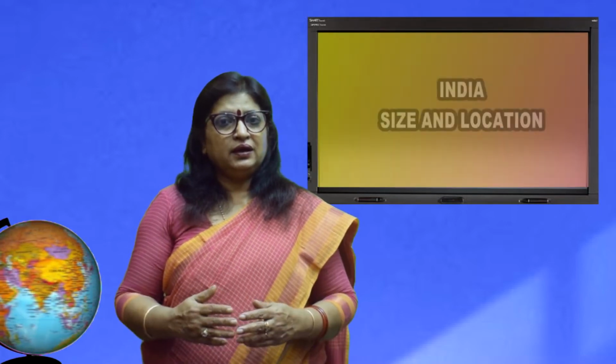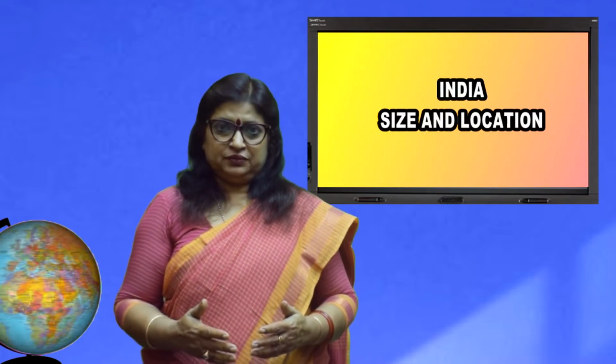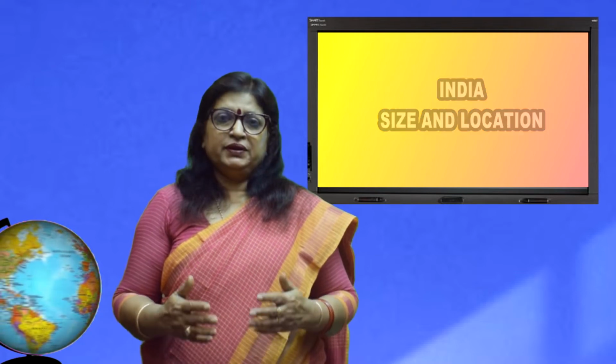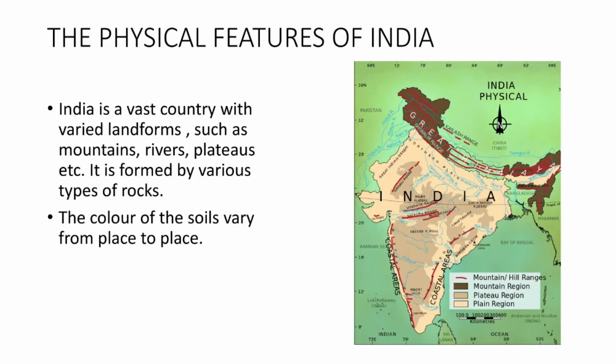In our last class, you might have already understood chapter 1, that is on India, its size and location. Today we will be doing chapter 2, that is on the physical features of India. If you look at the map, children, you will find there are various types of landforms found in our country, India.